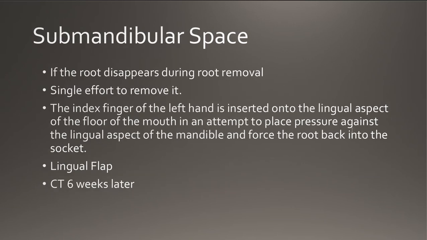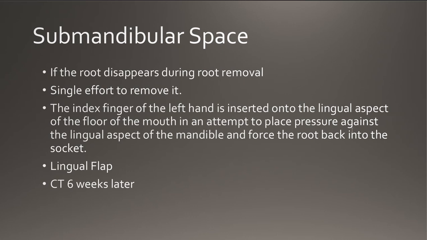If the root disappears during root removal in the lower molars, it might be in the submandibular space. Usually we make a single effort to remove it. If we can't remove it, we leave it in its place for 6 weeks post-op. We do a CT scan to know its location, and then we go with an extraoral approach to remove it.